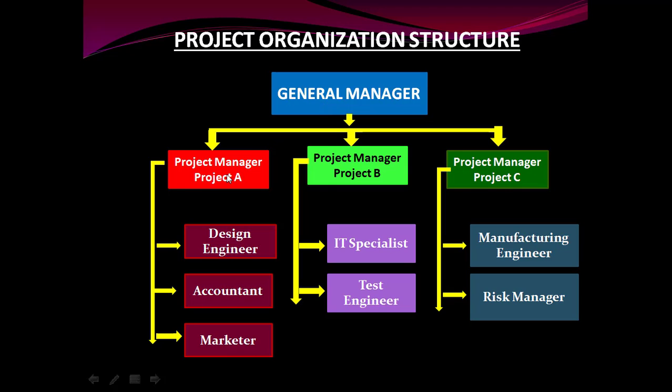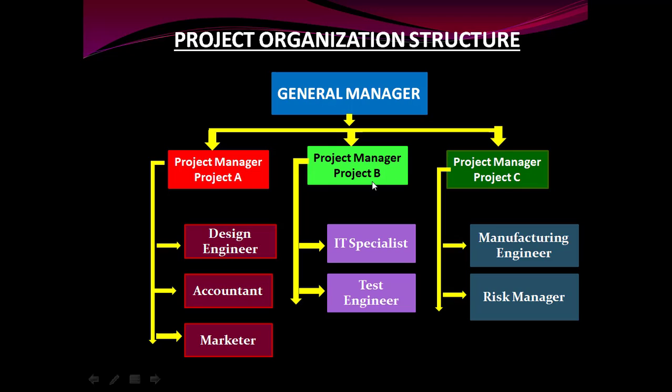So under the general manager come project managers A, B and C, and under the project manager for project A come the employees like design engineer, accountant, and marketer. Now this accountant is from the accounts department, this marketer is from the marketing department, and the design engineer is from the engineering department. So all these employees have come from different departments. They are specialists in their work and their job is required to complete this project. That's why they are part of this project and are working under this project manager. So this is the main concept of the project organizational structure.